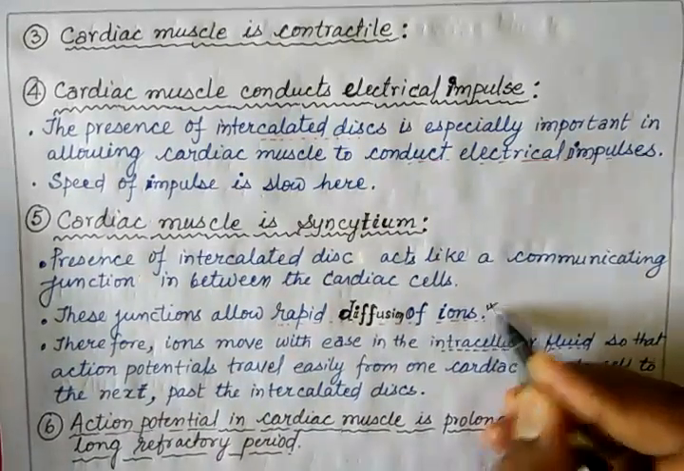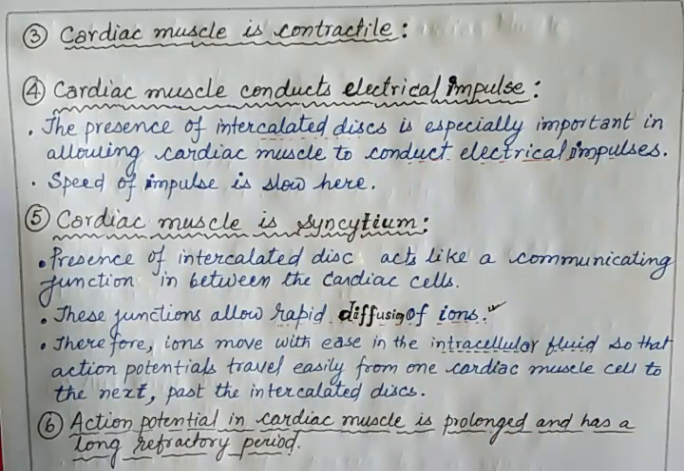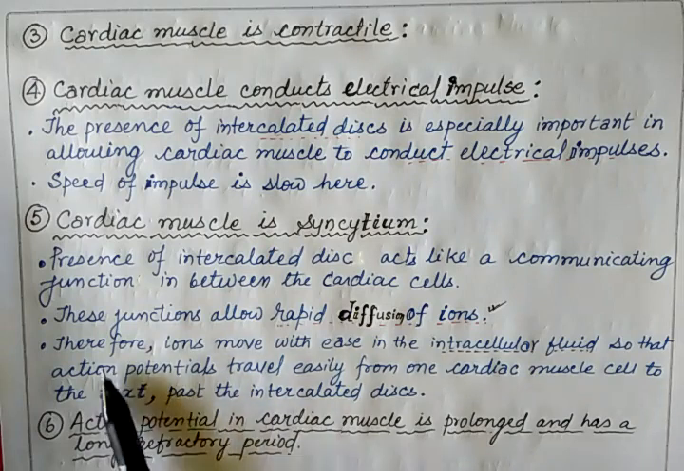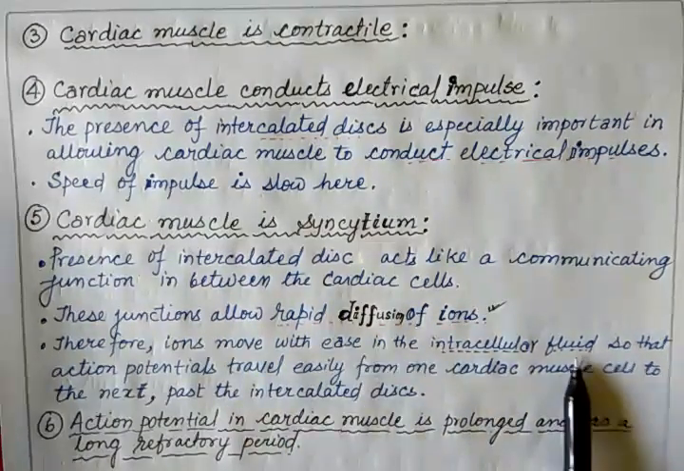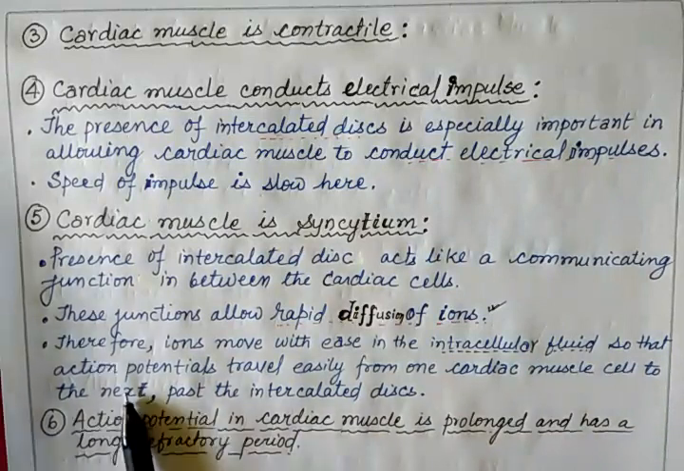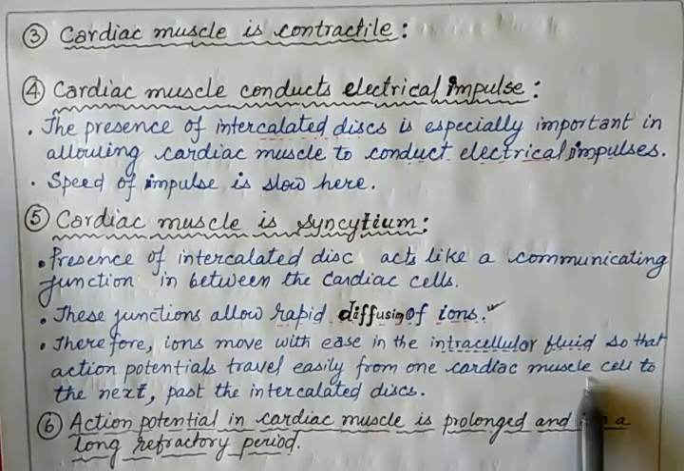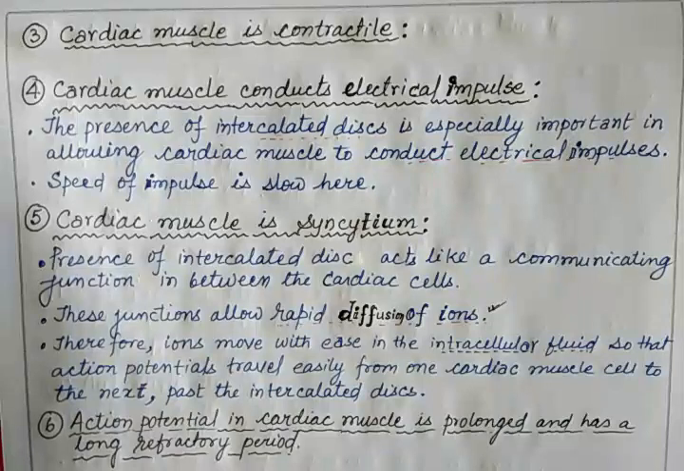These junctions allow rapid diffusion of ions, and due to the rapid diffusion of ions, current is generated, voltage is generated. You have read in physics about potential difference. Potential difference is created by the movement of ions from higher to lower concentration, isn't it? That is rapid diffusion of ions. Due to this, the excitation will be generated in the form of action potential. Therefore ions move with ease in the intracellular fluid so that the action potential travels easily from one cardiac muscle cell to the next past the intercalated disc.